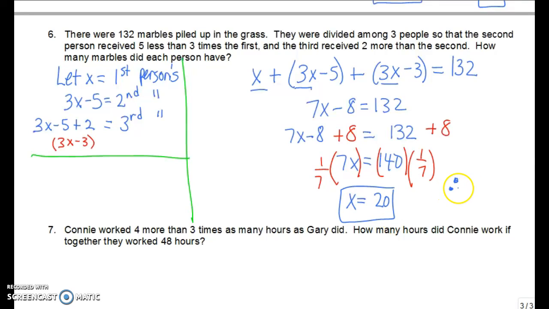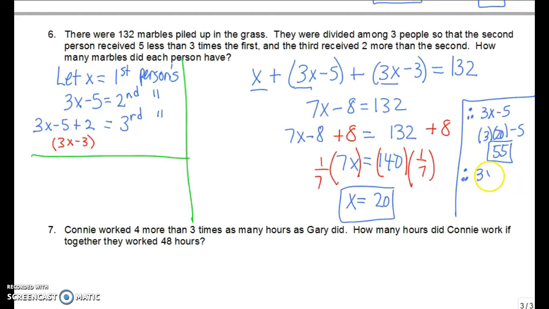Then I'm going to substitute into my other let statements, and I'm going to need more room. And by the way, if you write large, now is the time to write smaller. These problems are getting complicated. 3x minus 5 is 3 times 20 minus 5. 60 minus 5 is 55, the second person's number of marbles. And 3x minus 3, 3 times 20 minus 3, 60 minus 3 is 57.